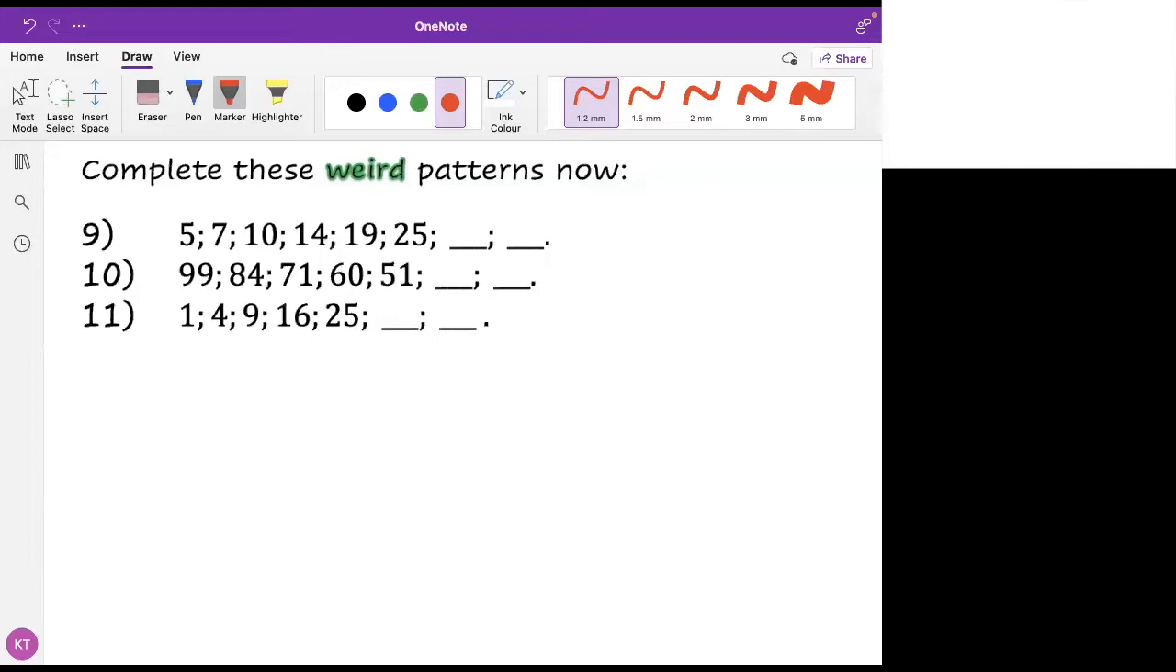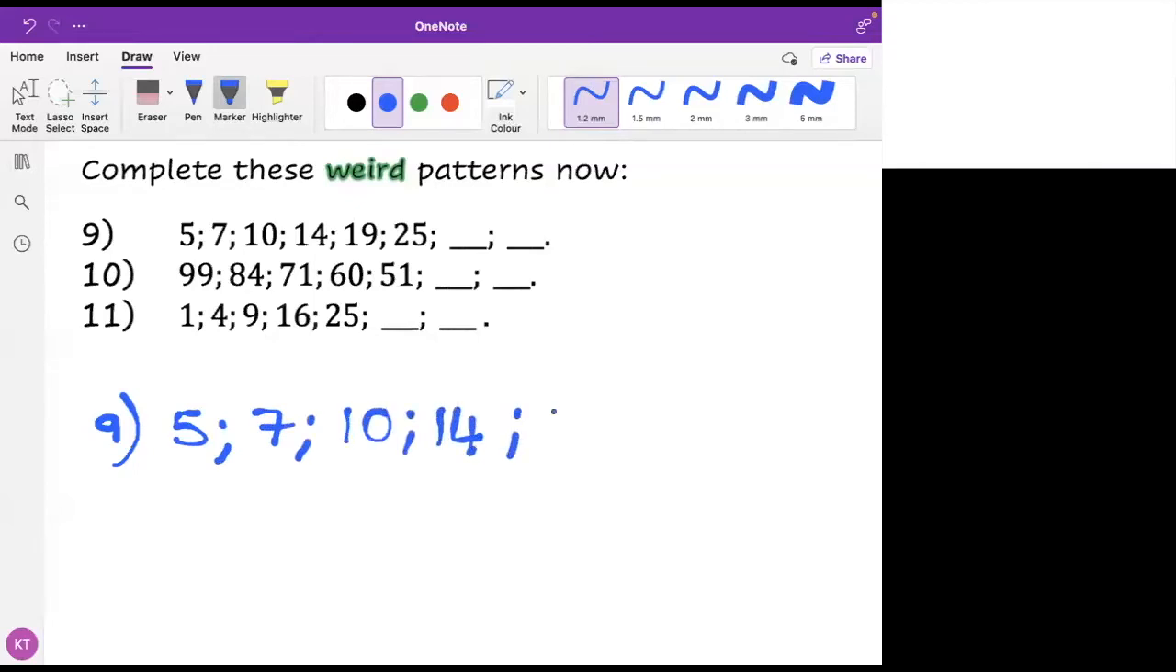Let's have a look at 9, 10, and 11. If you were here on Monday, you would have seen that I did the answers for you, okay? If you have got them down from Monday, try not to look at the answers, and let's try to do them again. So for number 9, I'm going to rewrite it so I have a bit more space. I've got 5, 7, 10, 14, 19, and 25. So that's number 9.